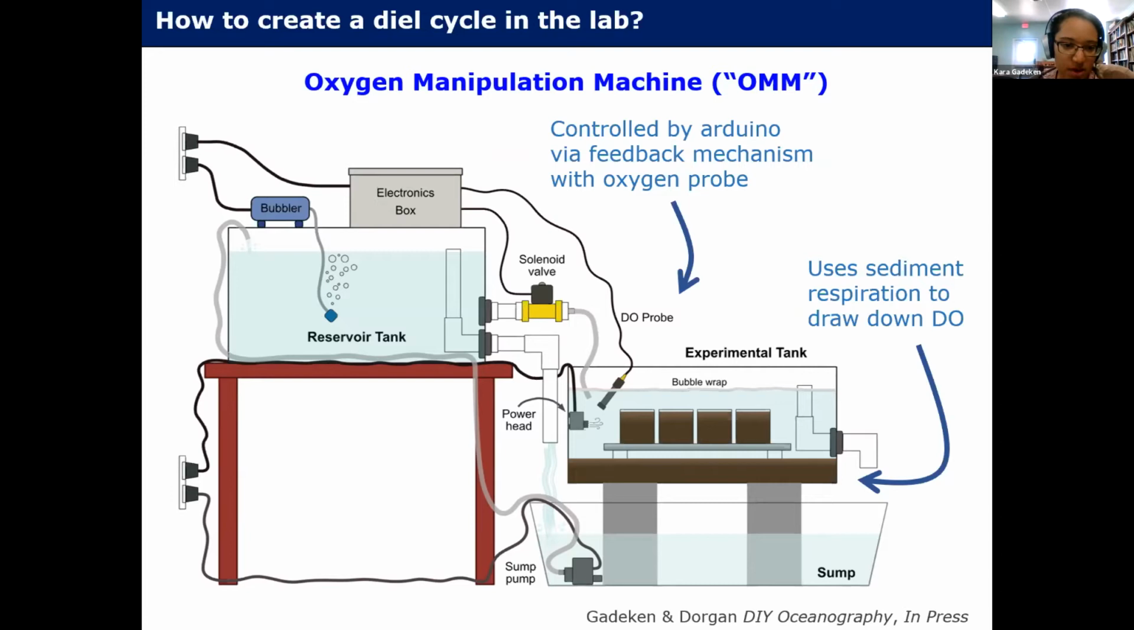I'll just walk you through what's happening here. We have an experimental tank where the replicate animals are being held. In the bottom of this tank, there's a bunch of mud that is drawing down, or consuming, the oxygen in the experimental tank. Then we have an Arduino and the electronic guts of the system in this box, connected to an oxygen probe that's sensing the oxygen in this tank. When it senses that the oxygen is too low, it will open a valve and let in oxygenated water from a reservoir tank. In this way, it can pretty precisely control the oxygen concentration and manipulate it into a prescribed pattern that you program into the Arduino.